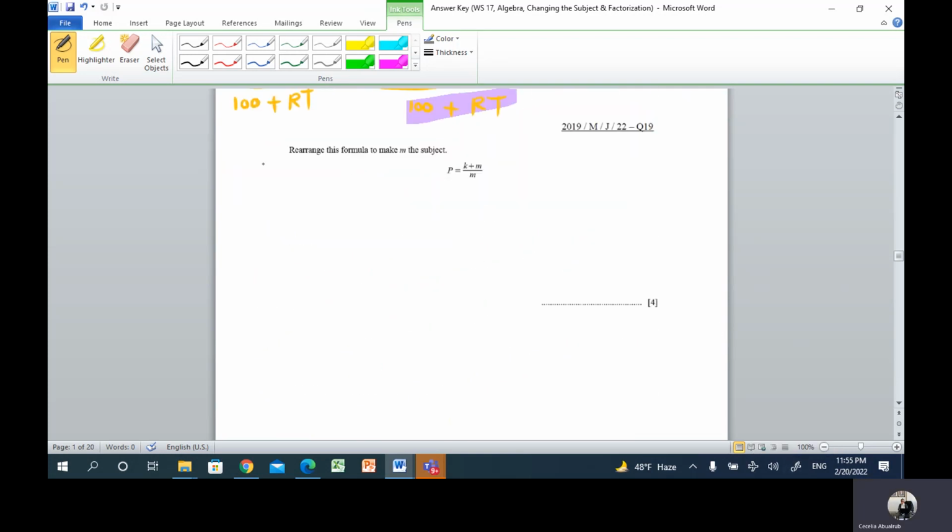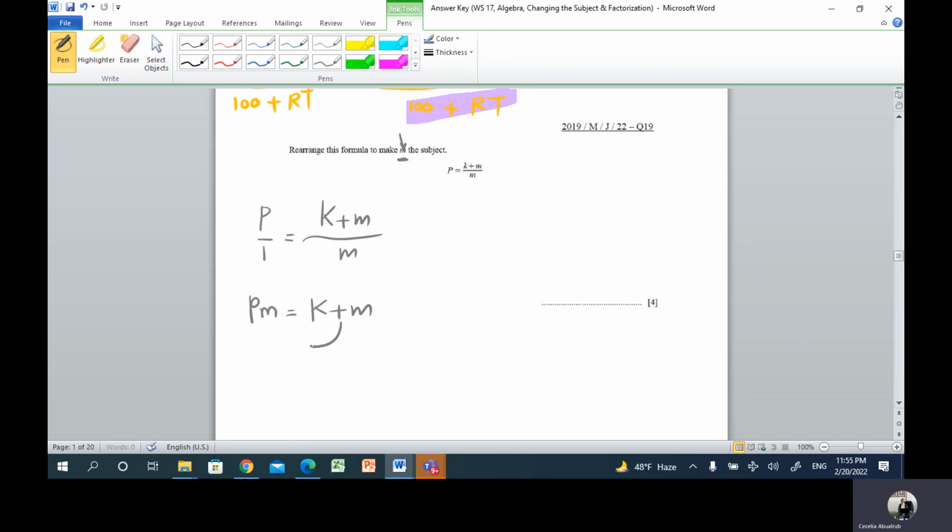Okay, once again, this one we can rewrite as p over 1 is equal to (k plus m) over m. Let's cross multiply. p times m is pm, 1 times (k plus m) is k plus m. Now we're making m the subject.